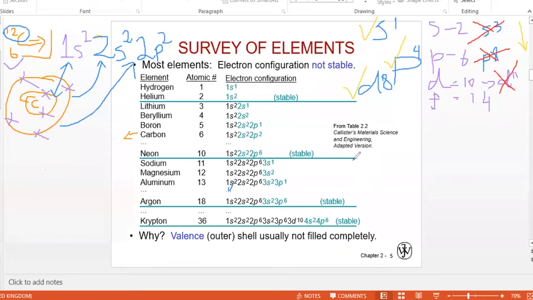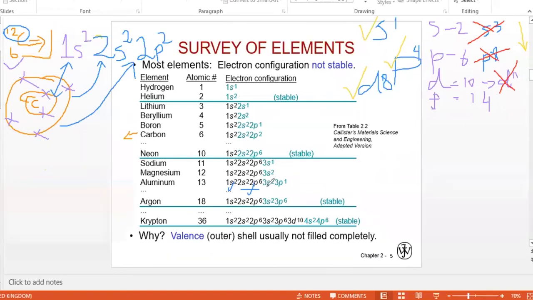So we don't have to deal with anything in this first orbit. When I go to the second orbit, 2s2, 2p6, we know that in the second orbit only s and p should be there, and the maximum should be 8. So 2 plus 6 is 8. So this is also fine.